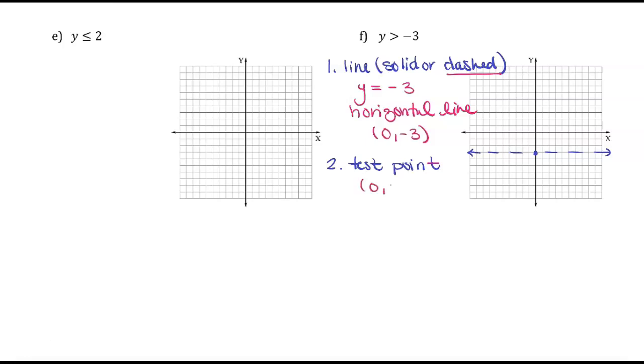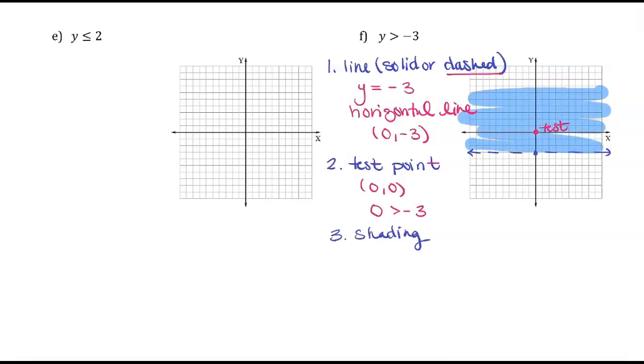Let's test our point (0, 0). Substituting y equals 0 gives us the inequality 0 is greater than -3. That's true, so our test point is in the solution set. So the last thing we'll do is the appropriate shading. The solution set to this inequality is every ordered pair, or every point, above this dashed line.